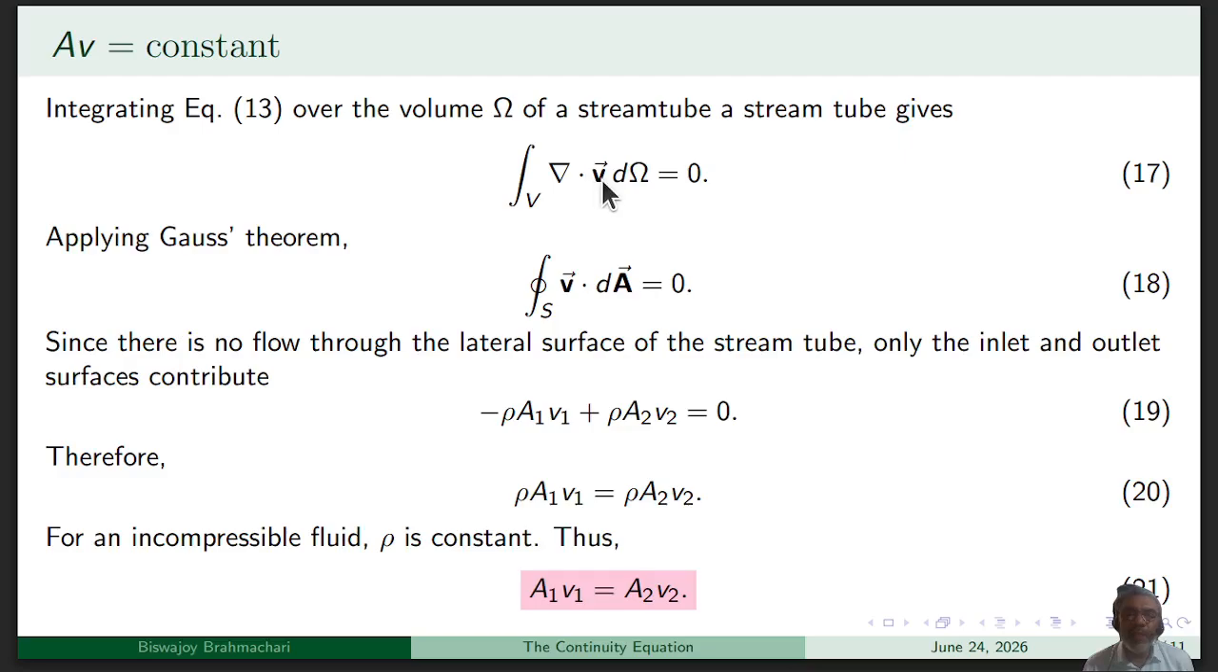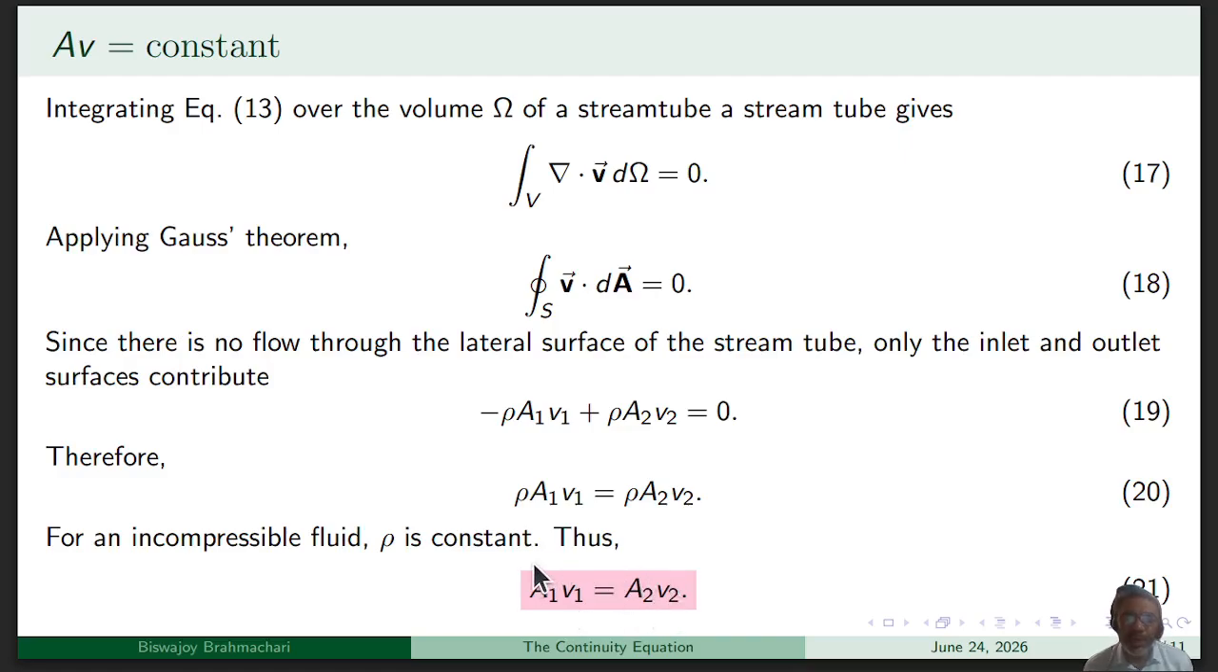So the volume integral of divergence of V d omega, where d omega is the differential volume element. Then we apply the divergence theorem again, and we get the surface integral of V dot dA equal to 0. Since there is no flow through the lateral surface of the stream tube, only the inlet and outlet surfaces contribute. This reduces to minus rho A1 V1 plus rho A2 V2 equal to 0. And so rho A1 V1 equals rho A2 V2, or A1 V1 equals A2 V2.